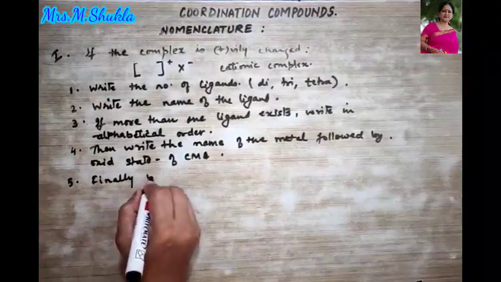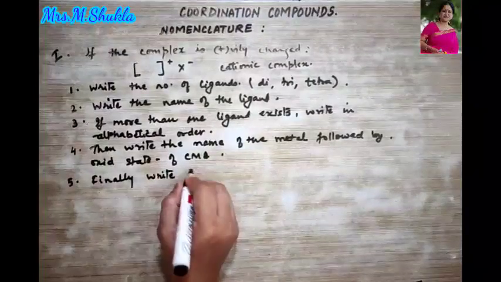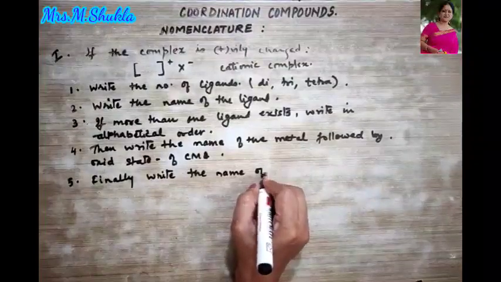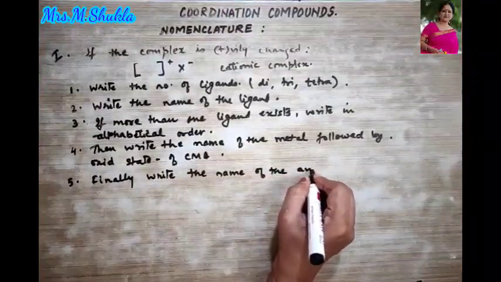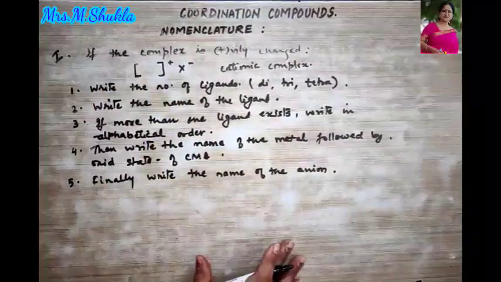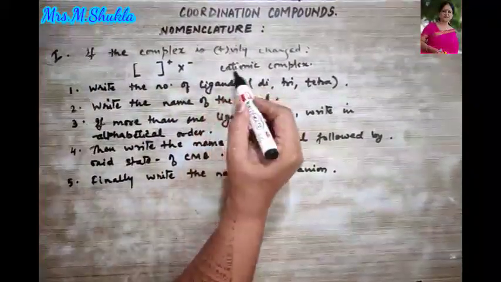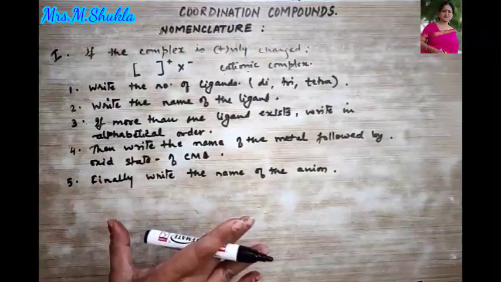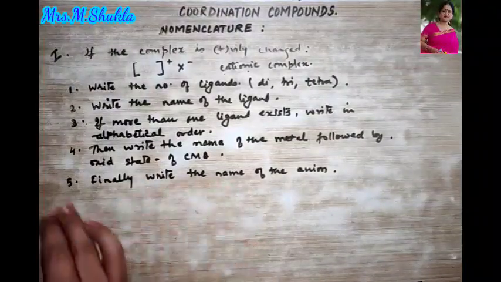Finally, write the name of the anion. So these are the 5 steps you have to take when you come across a cationic complex. Now I'm going to give you the formula and we are going to name it.